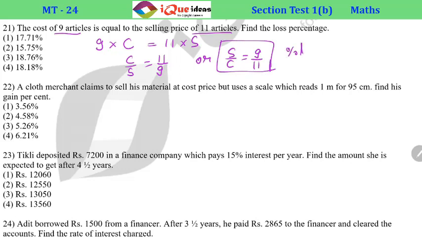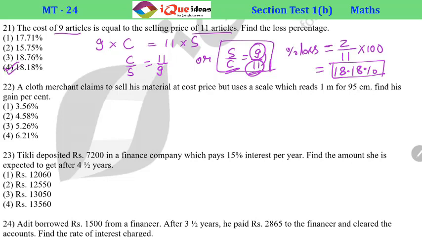So the percentage loss will be equal to, let's assume that selling price is 9 rupees, cost price is 11 rupees. So there is a loss of 2 rupees on the cost price, which is 11. So 2/11 into 100. Right, we have done this in theory. Now 1/11 is 9.09, so 2/11 will be 18.18%. Right, so this was a direct question. Fourth option is the correct answer.